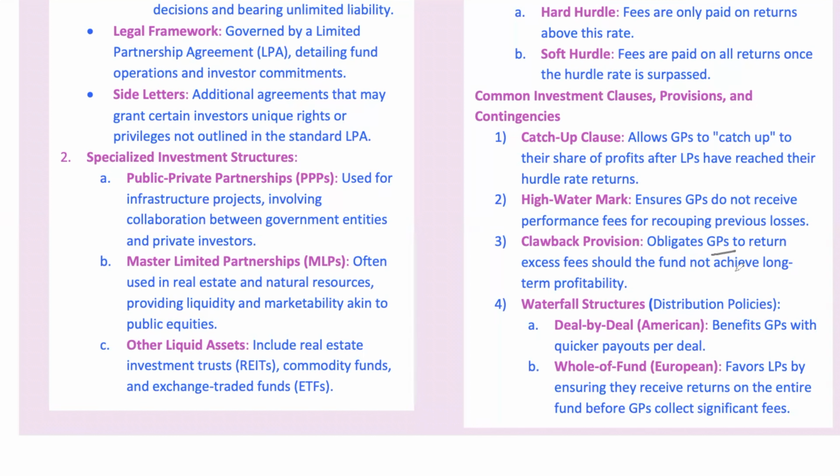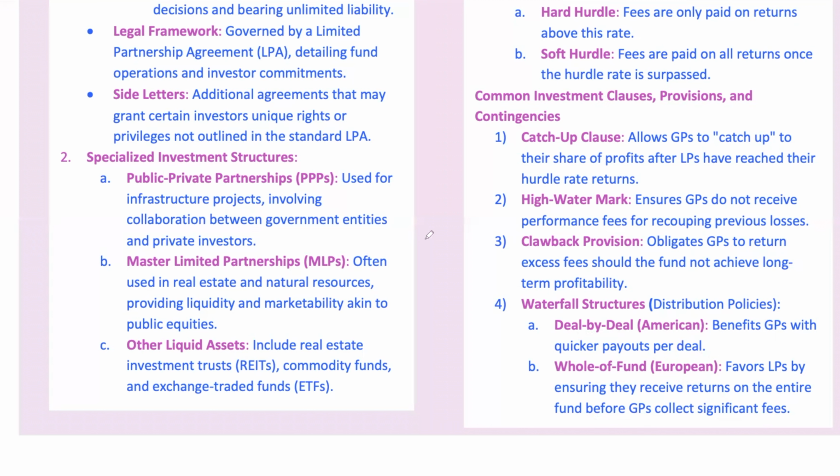If a GP gets a huge carry early on, let's say from a successful IPO, but then tanks the rest of the fund, they may be required to return part of these fees to make sure LPs receive their fair share first. It's like performance-based accountability built into the contract. Finally, we've got waterfall structures. That's the order in which profits are distributed. In an American-style waterfall, payouts are done deal by deal, meaning the GP can get carry right away. This favors the manager. In a European-style waterfall, LPs get all their committed capital back and hit their hurdle rate before the GP gets a dime. This setup obviously favors the investor and is more common in conservative institutional funds.